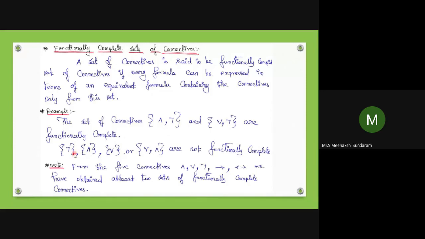Individually, negation alone, conjunction alone, or disjunction alone, or conjunction and disjunction without negation, we cannot express all formulas. So those are not functionally complete sets of connectives. So from the above five connectives, conjunction, disjunction, negation, conditional, biconditional, we have obtained at least two sets of functionally complete connectives.